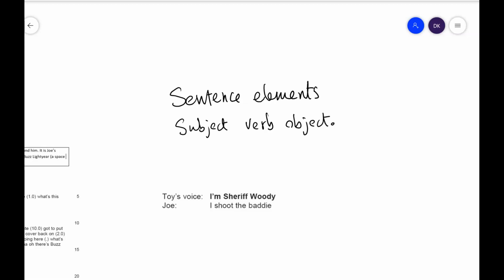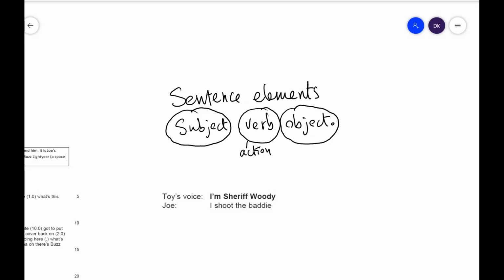subject-verb-object. In a sentence, and we're talking about a simple sentence here, so that's a sentence with just one clause, more on clauses later. You have a subject doing something, so there will always be some kind of an action going on here. We used to think of verbs as doing words, did we not? Doing something to an object.